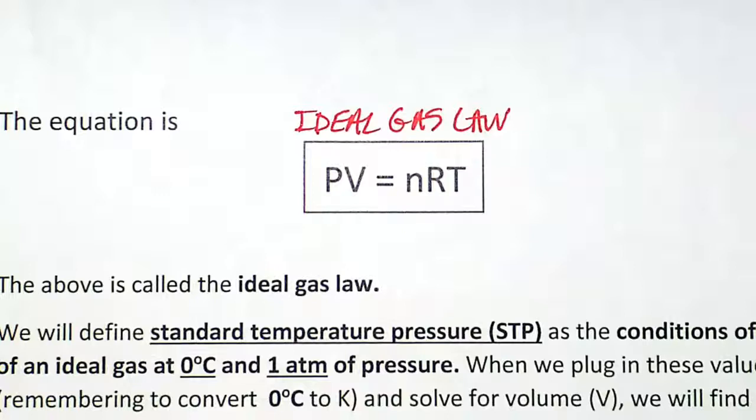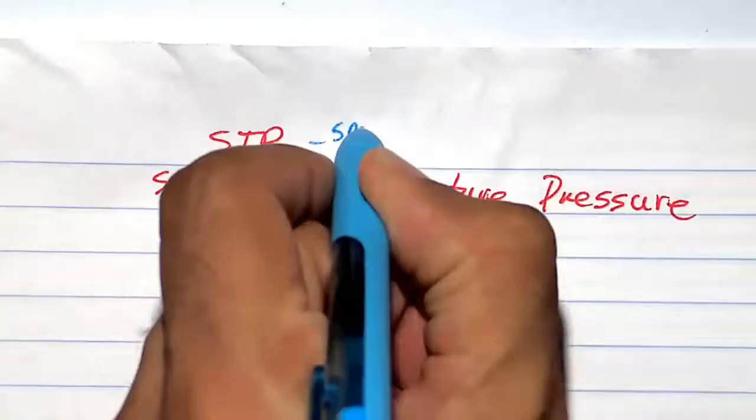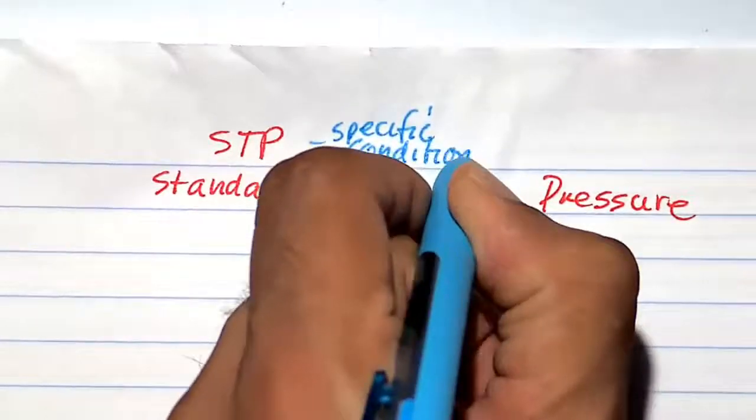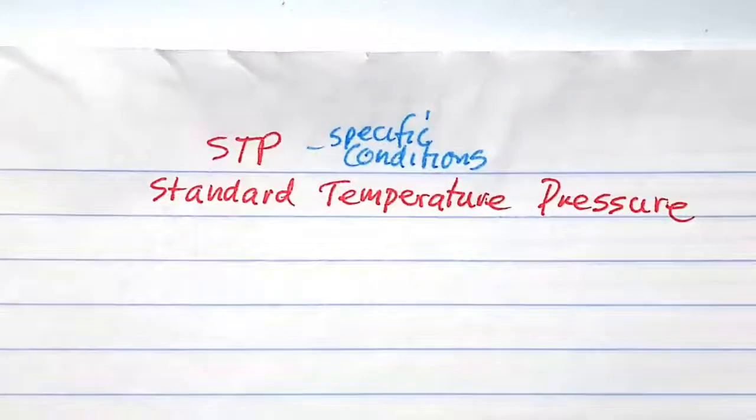R will be furnished to you on an exam, so you really don't have to worry about it. But let's think about a very important condition that's derived from these laws, and that is STP, which stands for standard temperature and pressure. First off, you have to realize that this is a very specific set of conditions. Now, the second thing is, what are those exact conditions that typify STP?